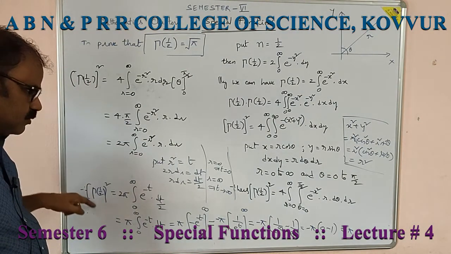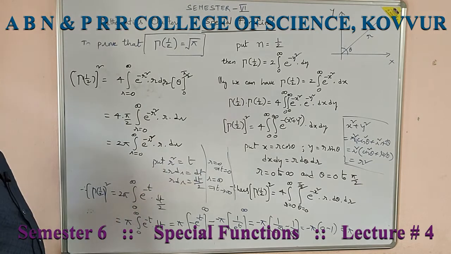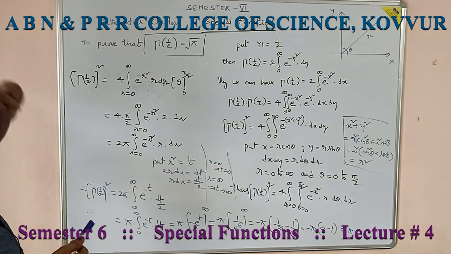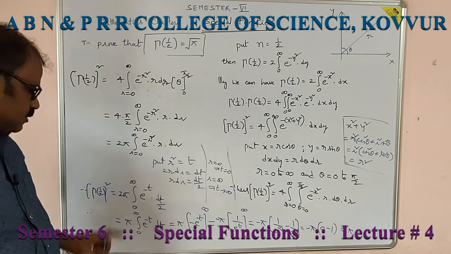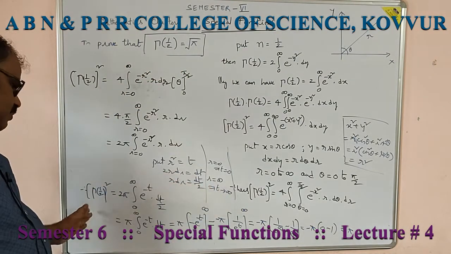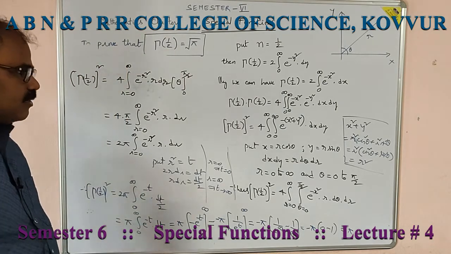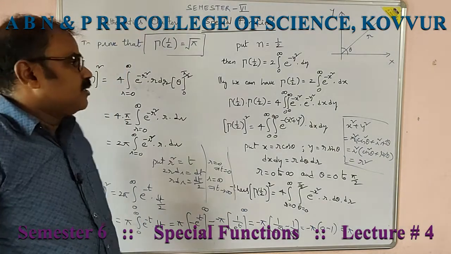Gamma half whole square is equal to pi. Thus, gamma half is equal to root pi. That is the very important derivation.